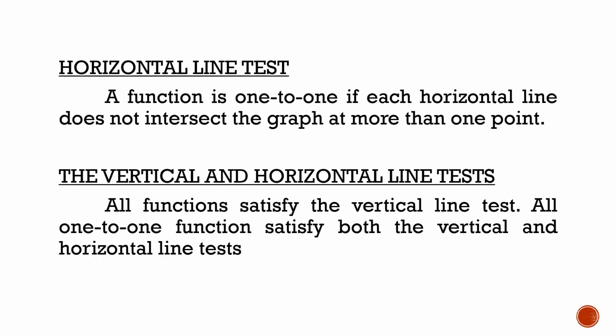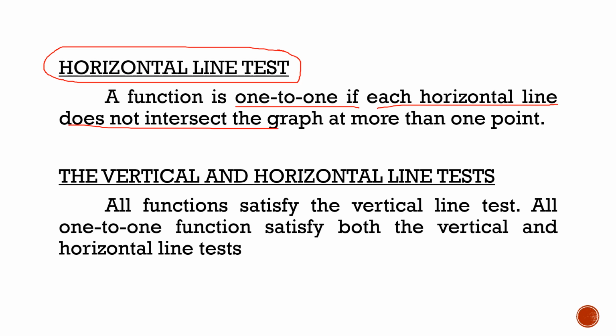So here is the formal definition of the horizontal line test. A function is one-to-one if each horizontal line does not intersect the graph at more than one point. Again, once you're dealing with a one-to-one function, there is only one point of intersection between the horizontal line that you're going to apply and your graph, before we conclude that your graph represents a one-to-one function.